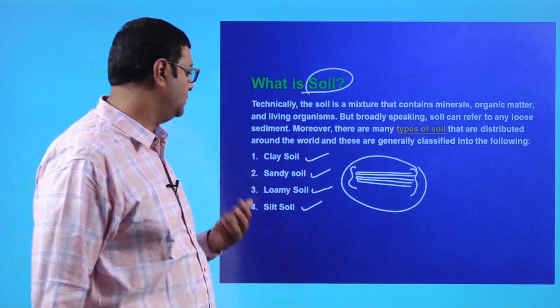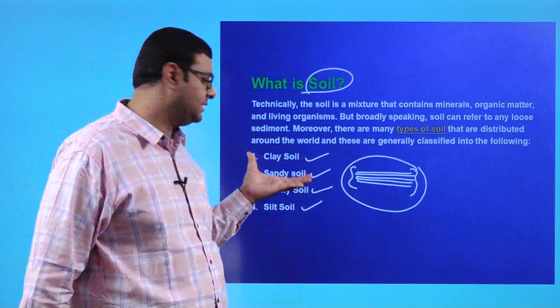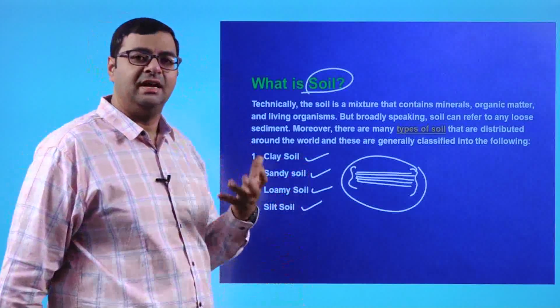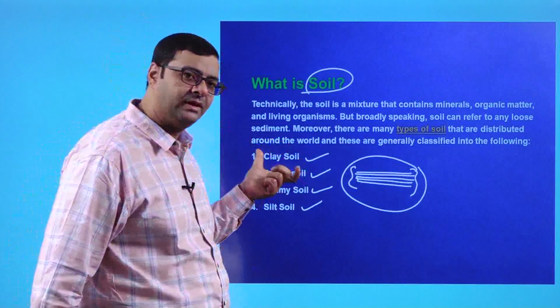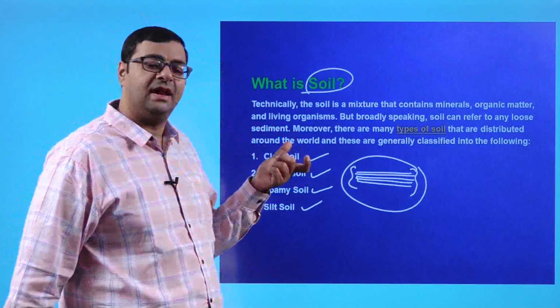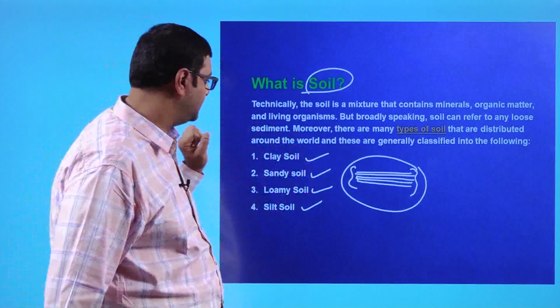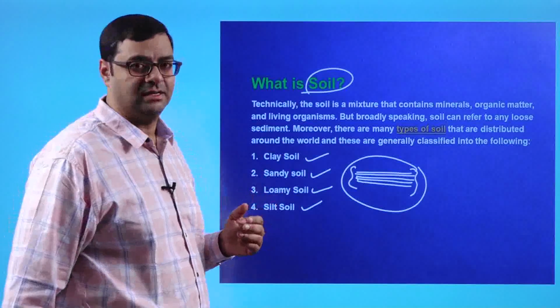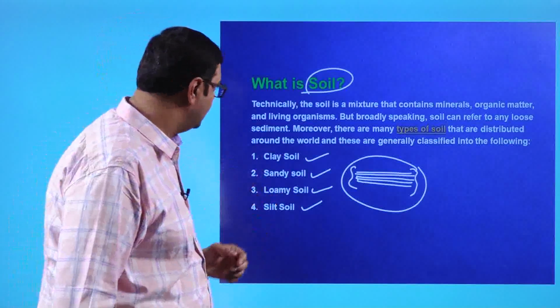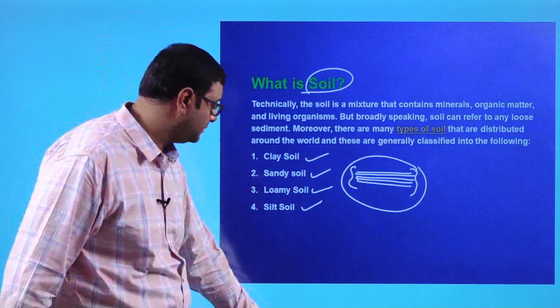Okay, children. Now, if we go further into all these types of soils, it will be a social science class. So I would just like to look at it as a biology class, wherein I will just tell you that these are the types of soil, that is clayey soil, sandy soil, loamy soil, and silt soil. So moving on to the next part.